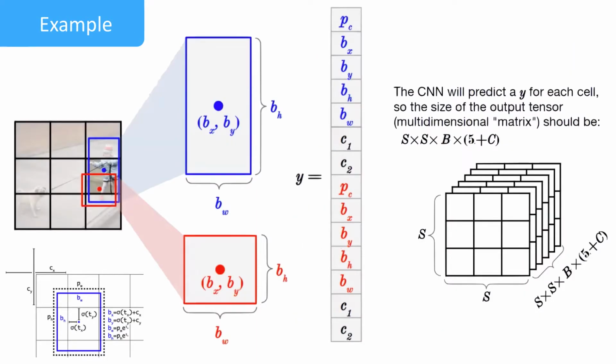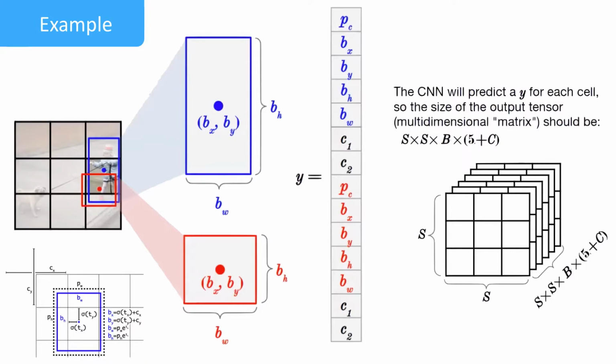So let's look at a simple example. Here we have a 3 by 3 cell grid, and there are two boxes per cell. So S equals 3 and B equals 2. In practice, YOLO actually predicts around 63 boxes per cell, and S is 13. So there are actually 169 total cells, and this results in a lot of boxes.